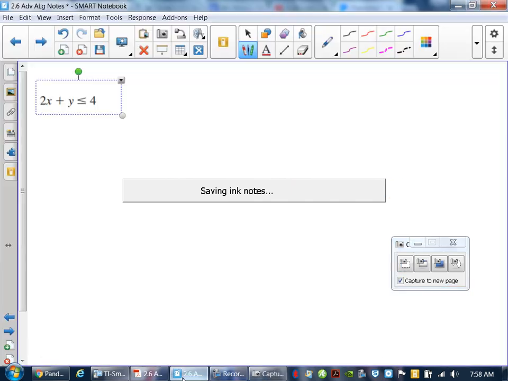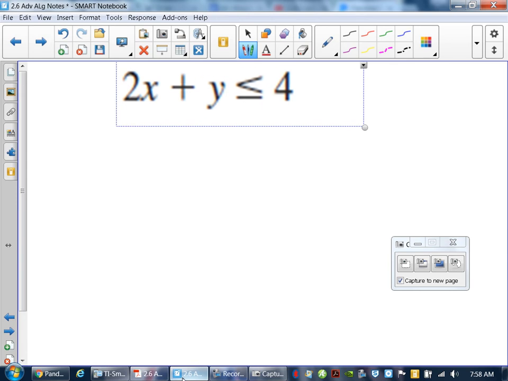Oops, sorry, that was really loud. All right, try this one. Remember, cover and solve, quick graphs, solid or dotted line, pick a test point, fill in the blanks.